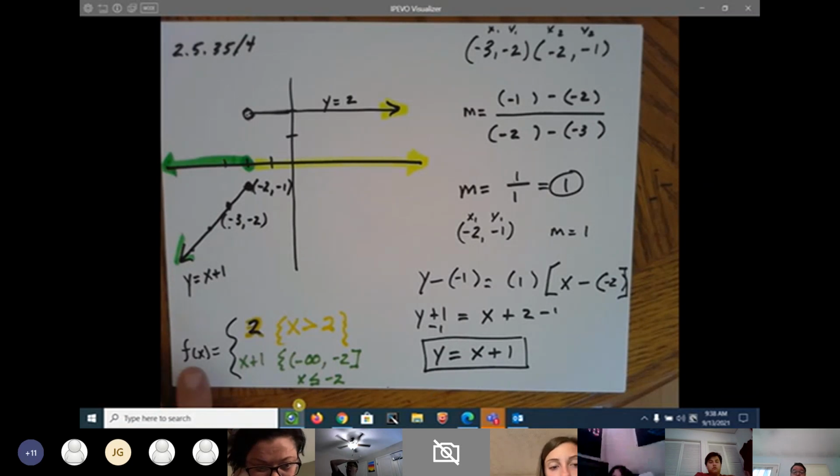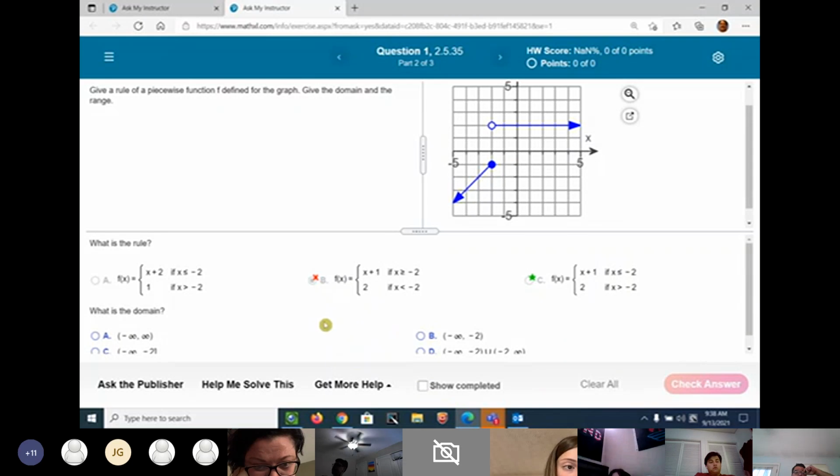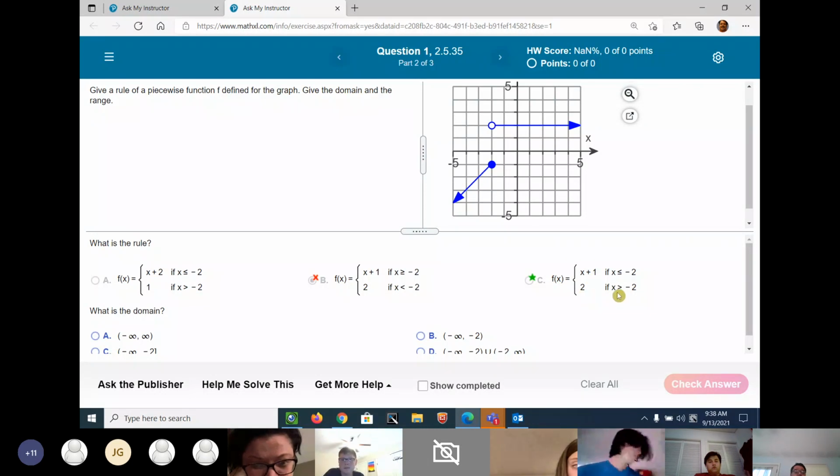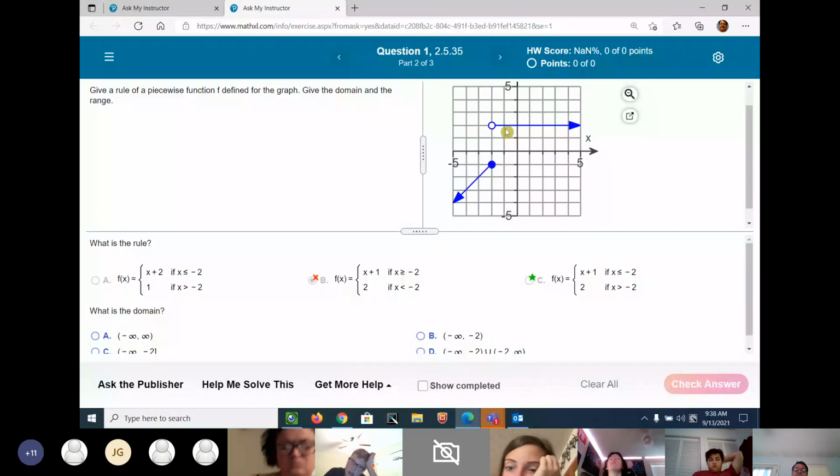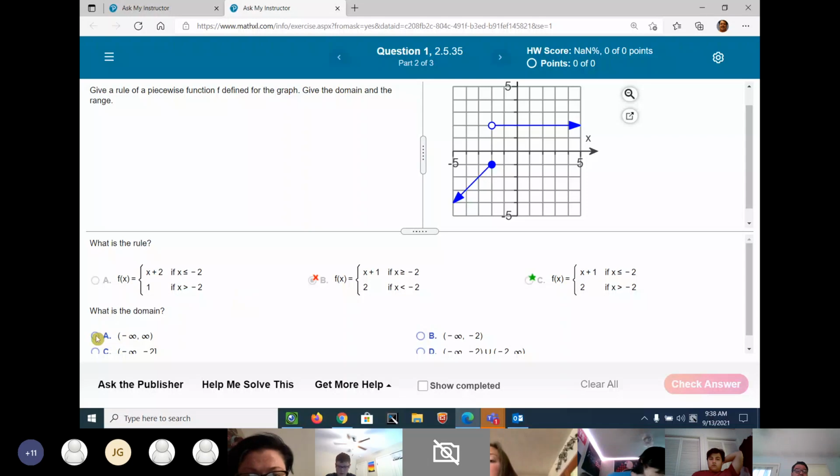So let's see what they got. See what the answers say. All right, I got x plus 1. So there's x plus 1, 2 right there. So the domain for this function is negative infinity to positive infinity because this dark one cancels out that open one. So I can use negative 2 right here and then everything above negative 2. So negative infinity to positive infinity.